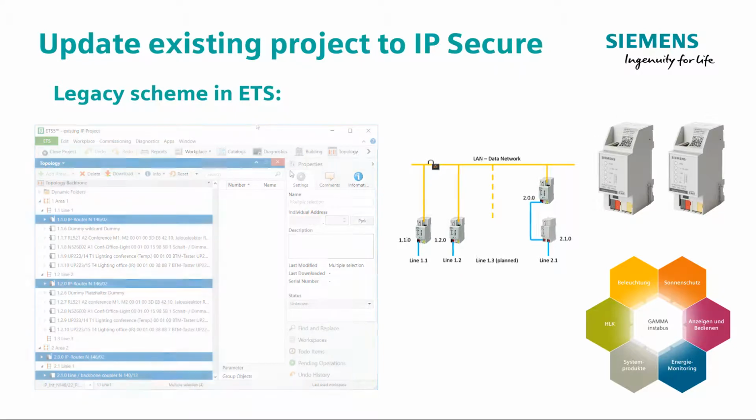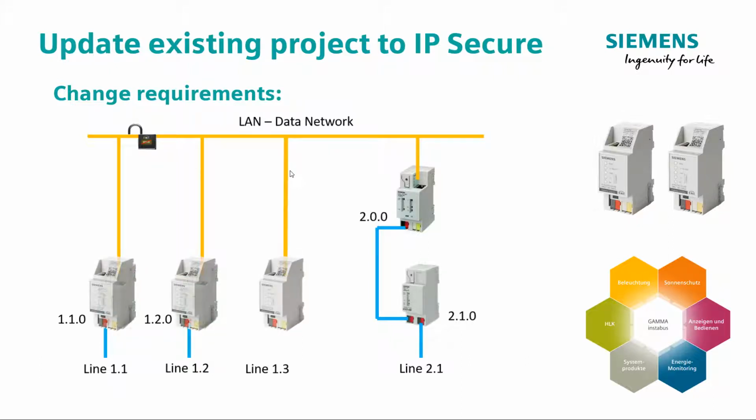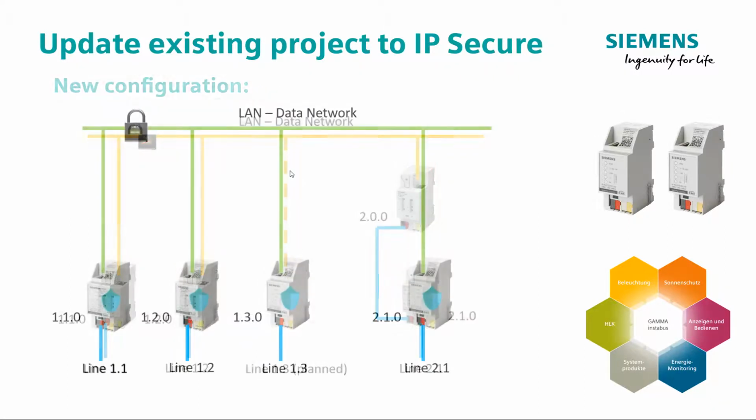But it does not make much sense. Therefore, the following changes are to be made. In Area 1, a third line is added, and an IP router secure should be installed on all three lines immediately. In Area 2, there should no longer be an area router, but the line coupler should be replaced by another IP router secure.